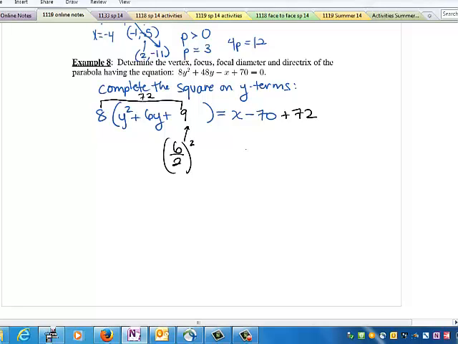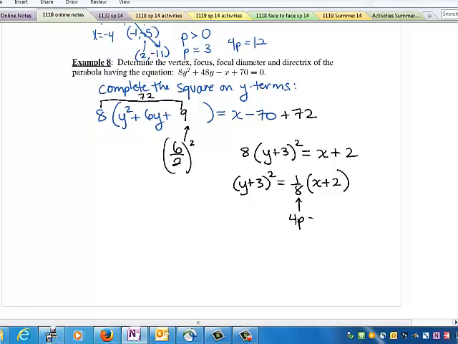So I'm looking at 8 times y plus 3 squared, rewriting that trinomial as a binomial squared, equals x plus 2 from negative 70 plus 72. And now if I get this in standard form, I'm looking at y plus 3 squared equals 1/8 times the group x plus 2. So 4p in this case is 1/8.